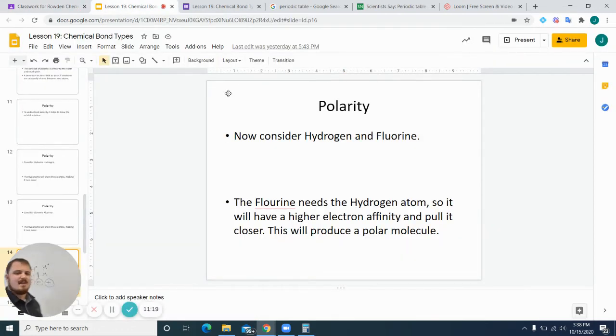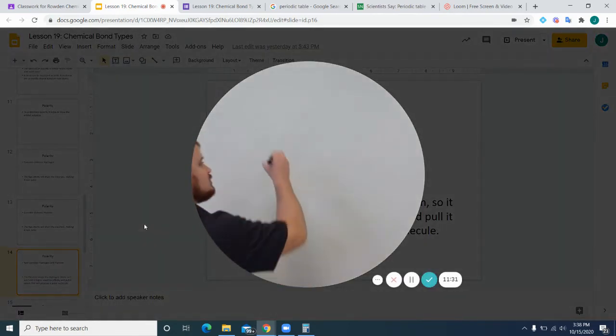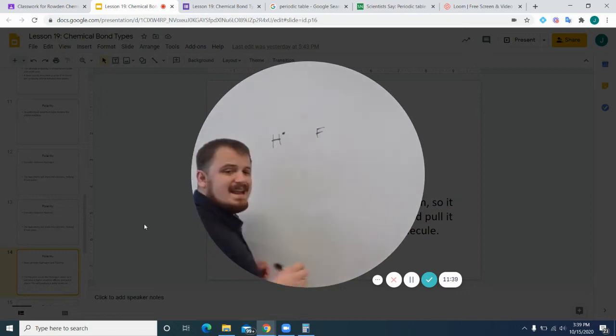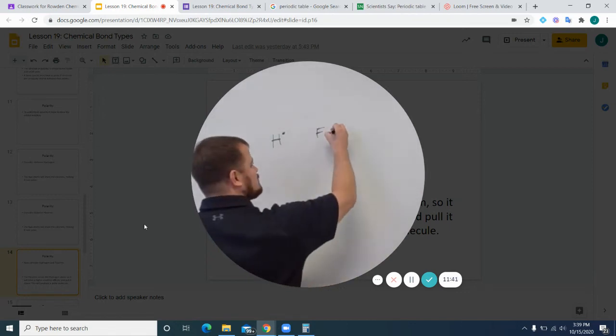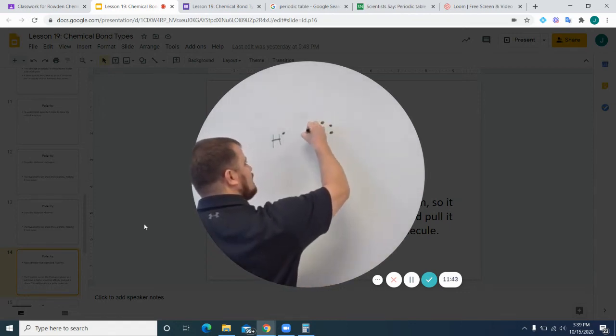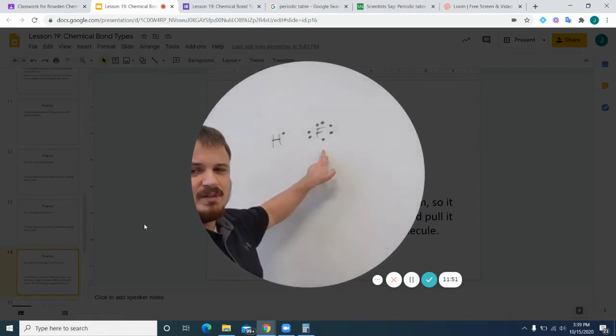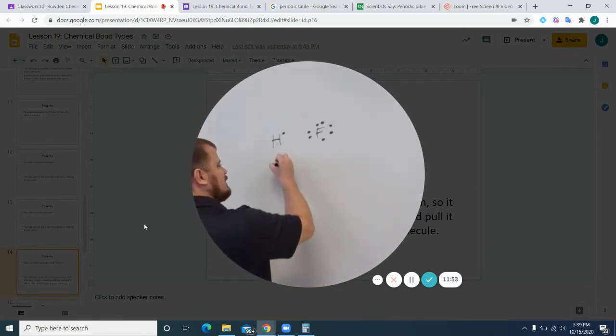So here's what's going to happen. If I have hydrogen and fluorine, here's hydrogen, and it has 1 electron. And here's fluorine. It has 7 valence electrons. So remember the electron configuration. You go 1, 2, 3, 4, 5, 6, and 7. Okay. Now let's rearrange it. The one single element, let's face it towards the hydrogen. So let's just rearrange the drawing.